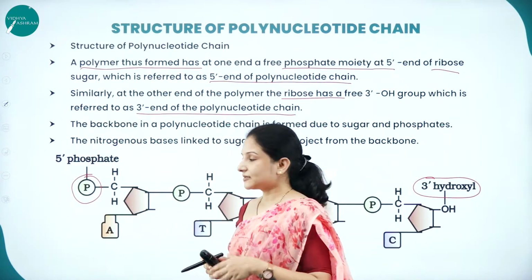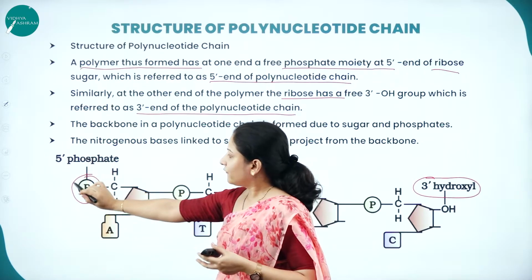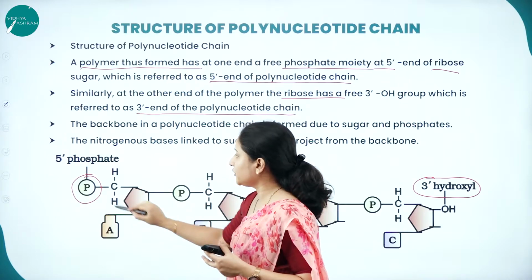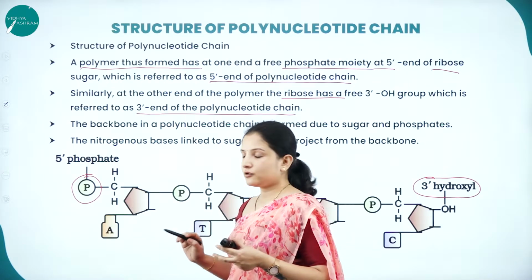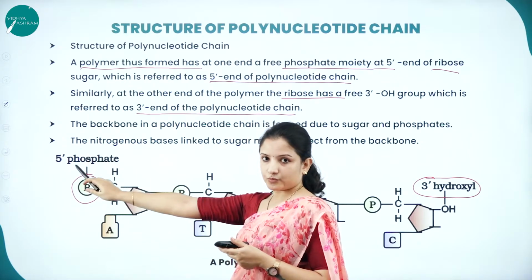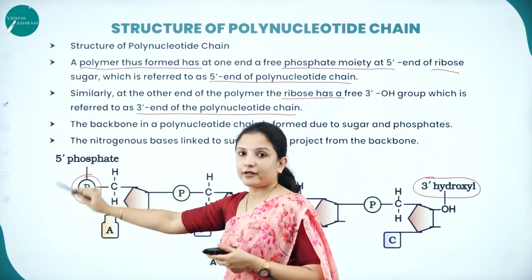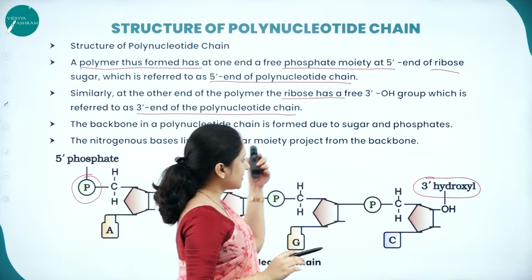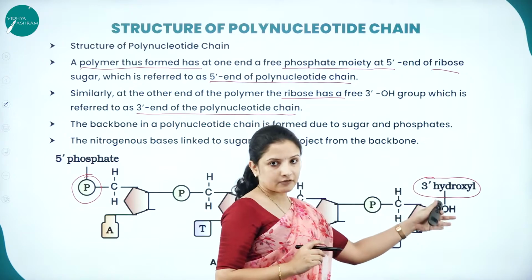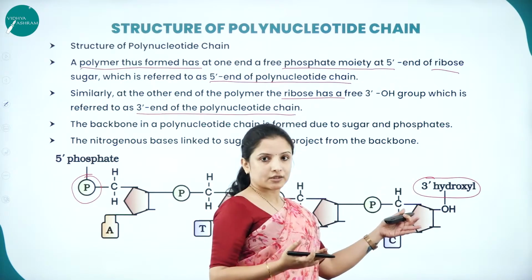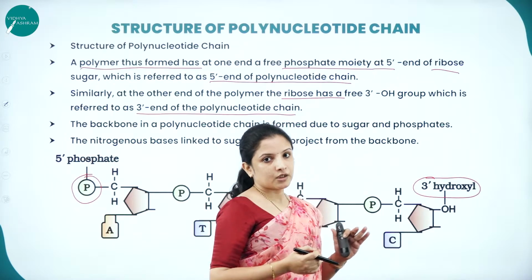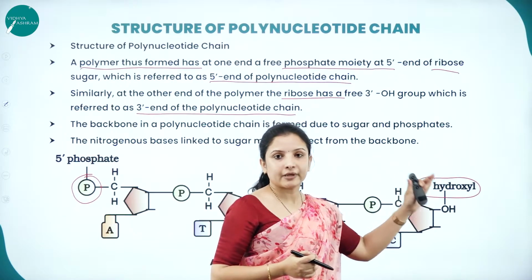So always understand, at one end of the DNA, the phosphate group is free because it is not linked further to any of the nucleotides. But what is it linked to? It is linked to a 5' phosphate group, therefore forming the 5' end of the DNA. And on the other end of the DNA, the ribose sugar is not linked further, it is free. To what is it linked? It is linked to the 3' hydroxyl group, therefore forming the 3' end of the DNA.